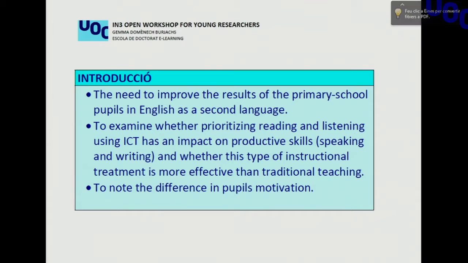In public schools, which is the area where I work, there is still no incidence in oral skills in the same percentage as in writing, developing methodologies of a traditional nature instead of focusing on the learning and personal evolution of the students. So the need to improve the results of primary school pupils in English as a second language is one of the focuses of my research.